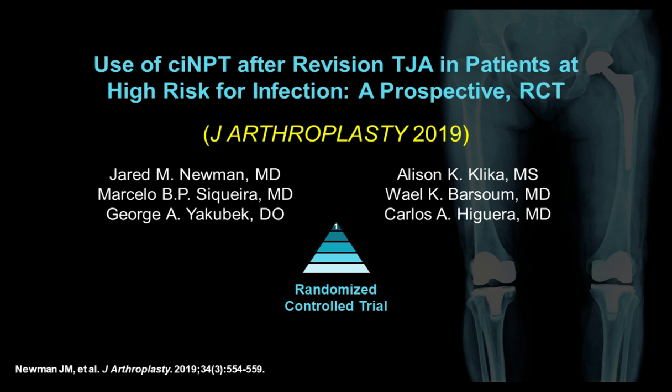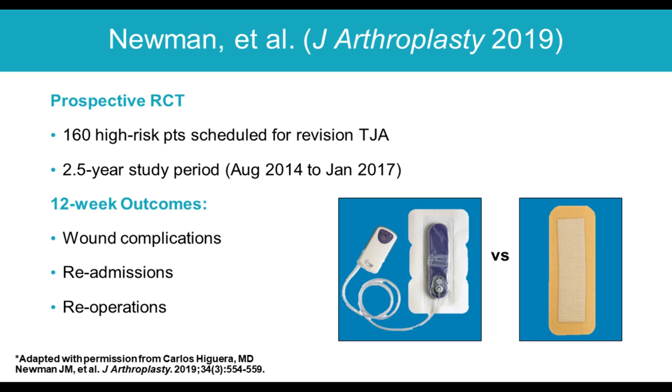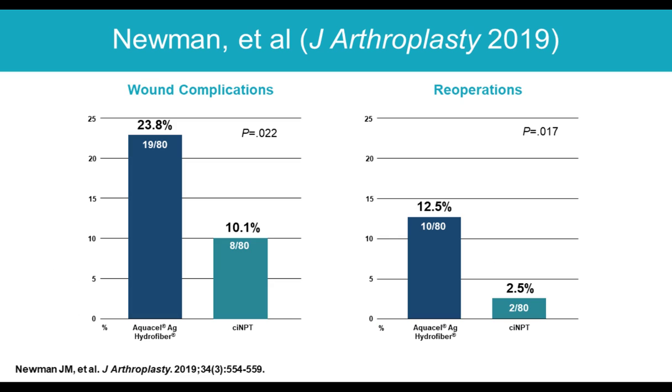This is probably the best study that's been done in arthroplasty, looking at negative pressure dressings, and this just came out earlier this year. This is a study from Cleveland Clinic. Same kind of question that we asked in our very first study in hip and knee patients. Basically, how does a negative pressure dressing compare to our standard of care in patients undergoing revision hip or knee replacement? The difference is the methodology. Here, the surgeons from Cleveland Clinic designed a prospective randomized control trial looking at 160 high-risk patients scheduled for revision joint replacement over a 2.5-year period.